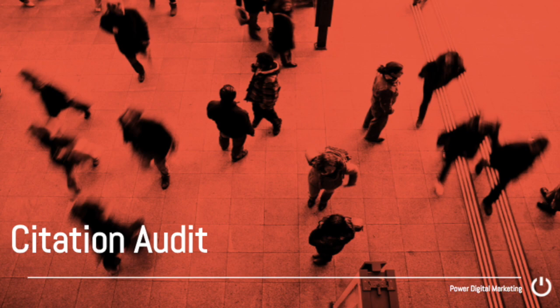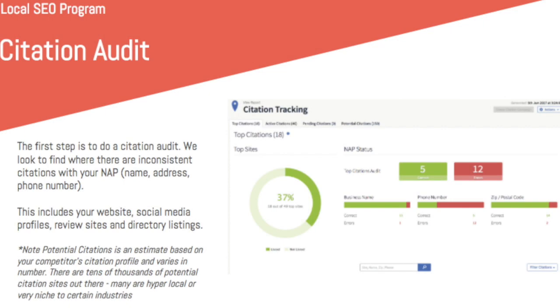So our first step is we run a citation audit. What we'd like to do is just see where you're at right now. We'll look and see how many inconsistencies you have, and then we'll evaluate whether or not we need to clean those up, fix those citations that are incorrect, and then we will also look at the opportunity that we have to build a large citation profile for you.